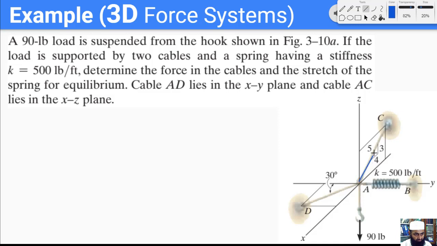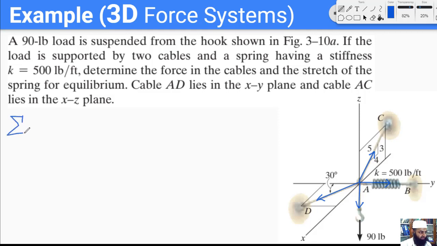So let me just draw the free body diagram on top of this drawing. We would have one force in this direction, the other force in this direction, the third force in this direction, and the fourth force in this direction. Okay, these are the four forces, and now we write the equations of equilibrium.